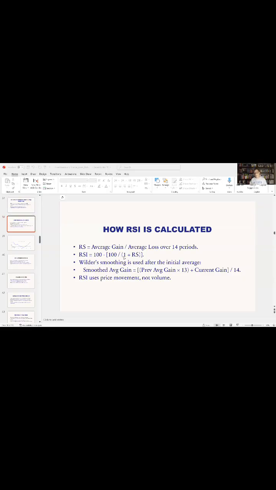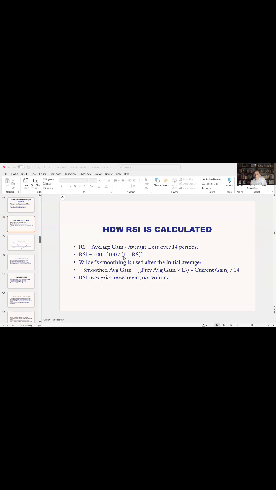As I'm calculating this for every new 1 day period, there is a smoothing effect that you apply. As you can see, it's based on the average gain. If I'm using a 14-day period, it's going to be the previous average gain times 13 plus the current gain, and likewise for the loss, the previous average loss times 13 plus the current loss. Then you divide that by 14, and that gets you the actual RS that you're going to be using. Again, it's a price movement indicator.